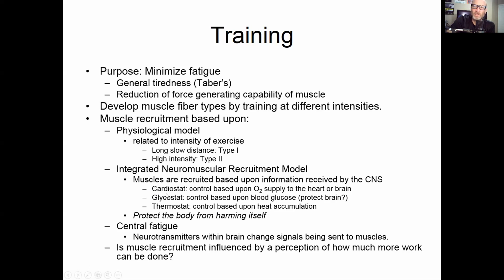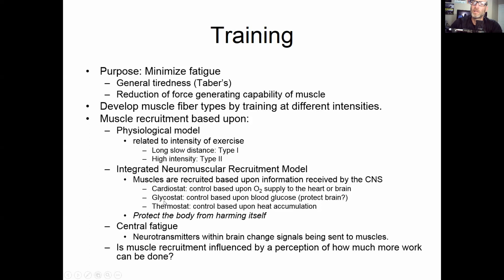So maybe the brain has a cardiostat, that the muscle recruitment is controlled based upon the oxygen supply to the heart or maybe the brain. If you're not getting good oxygen to the brain, man, you better start shutting things down. If you're not getting good oxygen flow to the heart, you also want to stop exercising. And we know that in cardiac patients, if we start having problems with heart oxygenation, ischemic conditions, we want to tell people to stop exercising, start to reduce the demand for oxygen, so we can make sure we get oxygen to the heart.